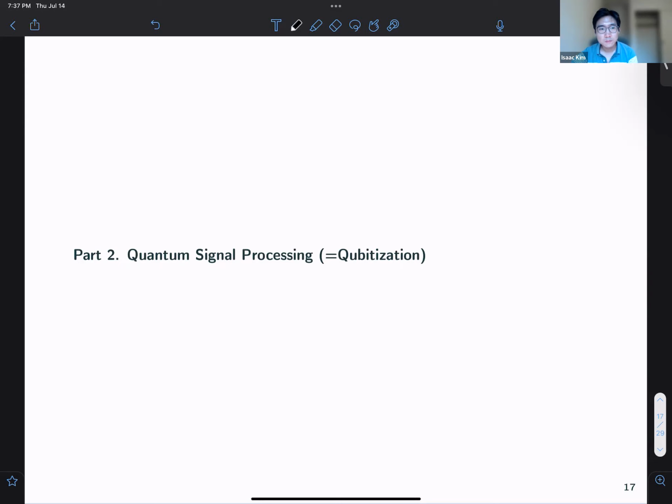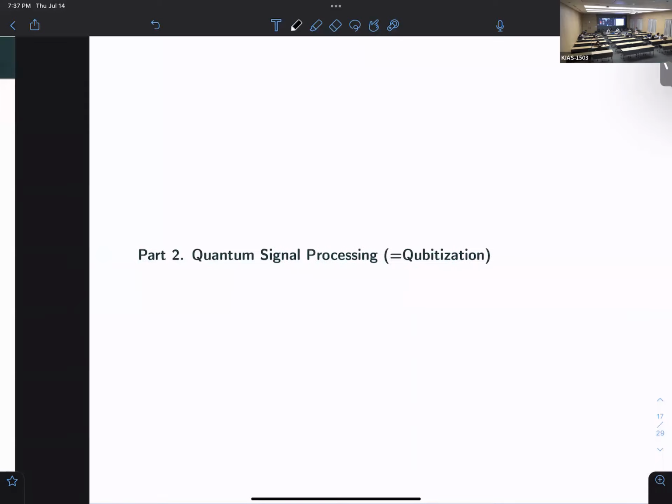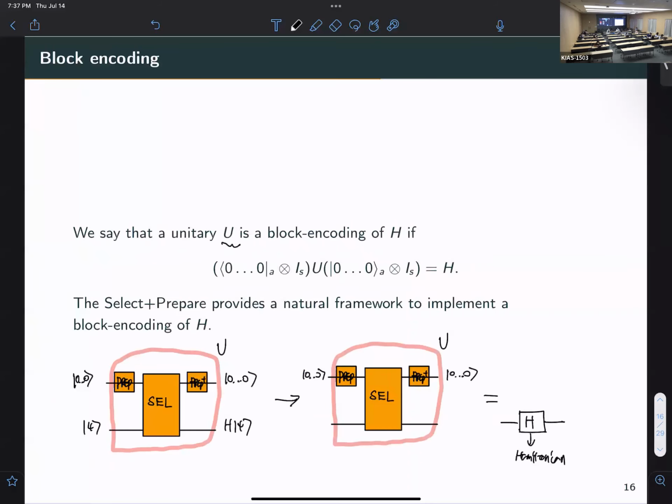Does this method require more ancillary registers compared to the previous ones? Yes, the answer is yes. Compared to the Trotter-Suzuki method, which does not seem to require ancillary qubits, this does require more ancillary qubits. So then practically, is this method still doable, or is this a very expensive calculation?